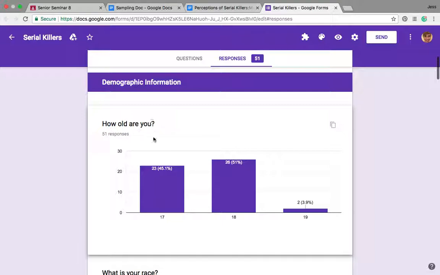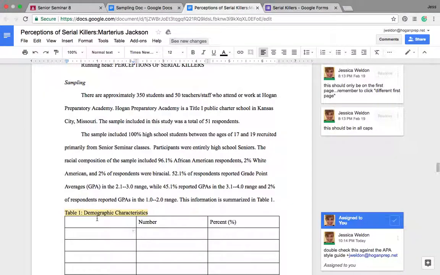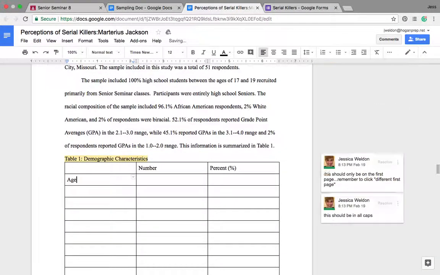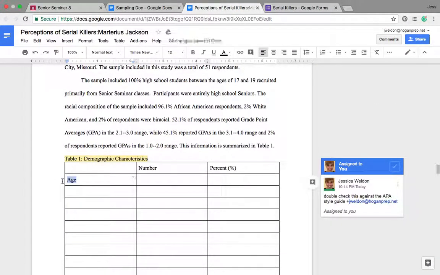So age, and then the age ranges are 17, 18, and 19. What you want to do is type age here, make it bold, and then go down, leave these 2 boxes blank, go down and hit the space bar 5 times. 1, 2, 3, 4, 5.